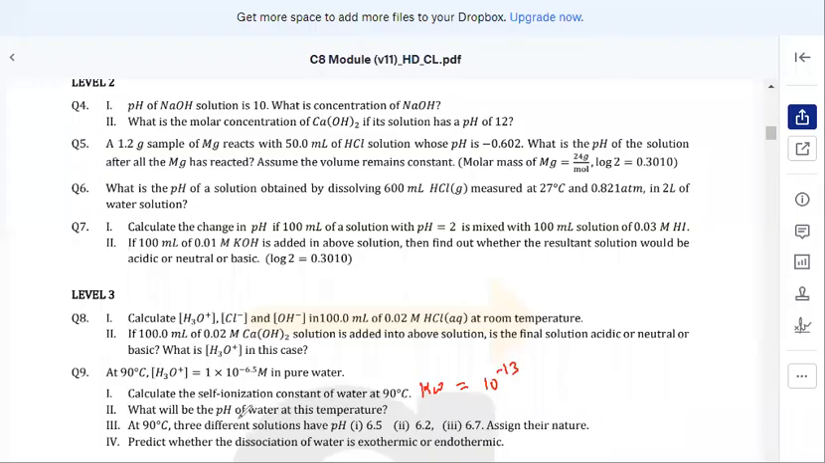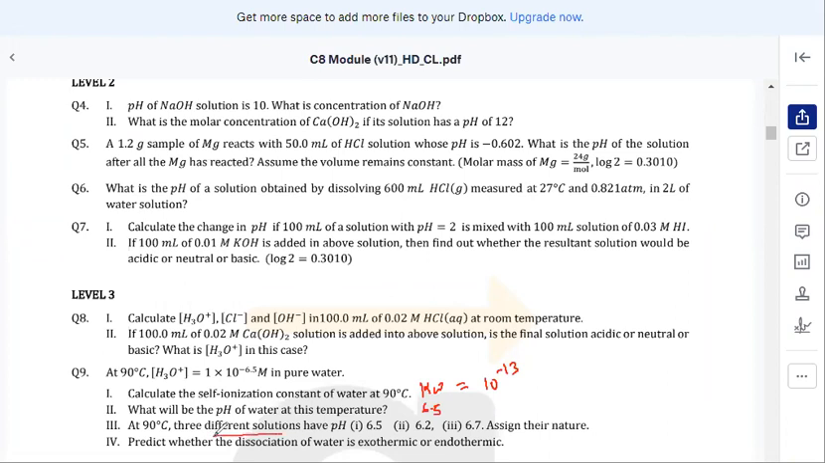Yes, so self-ionization constant is your Kw. So Kw will be 10 to the minus 13, because it will be concentration of H plus into concentration of OH minus. And for pure water, the concentration of both H plus and OH minus are same. Right, everyone? Yes, very good. Now, pH will be 6.5.